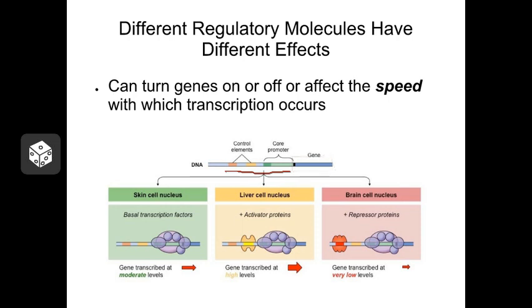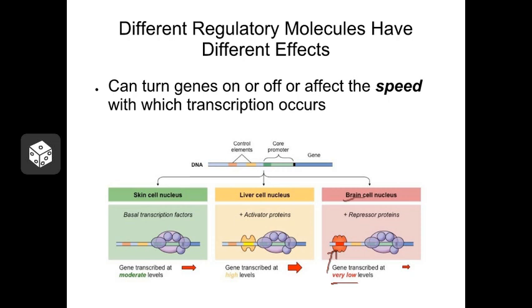However, there are different molecules that can bind to these control elements, and that can speed up or slow down transcription. For instance, whatever this protein is, it's not needed very much in the brain. So certain molecules bind to control elements and it slows it down. So it makes that product but very slowly.